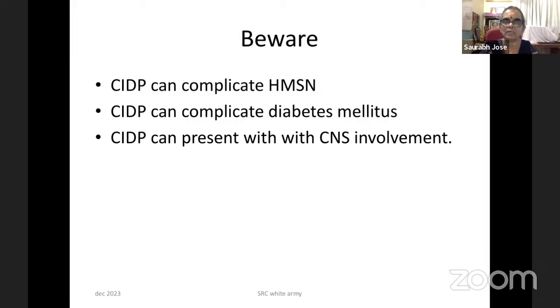CIDP can complicate diabetes. So diabetic patients with neuropathy, not all of them are suffering from diabetic neuropathy, whereas diabetic patients can suffer from CIDP. And CIDP can present with CNS involvement.